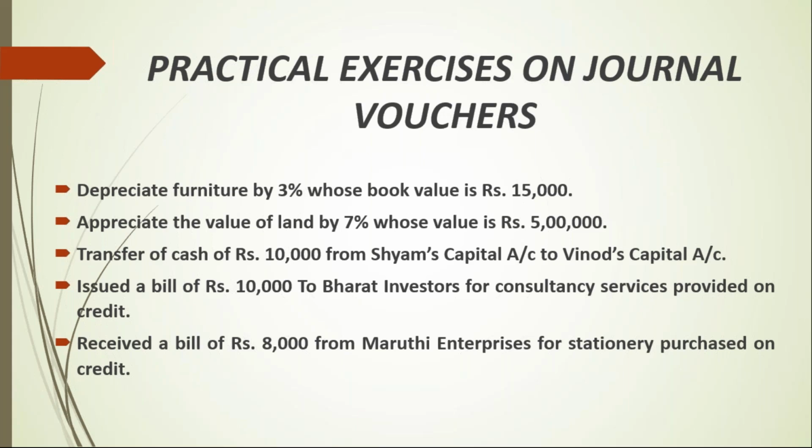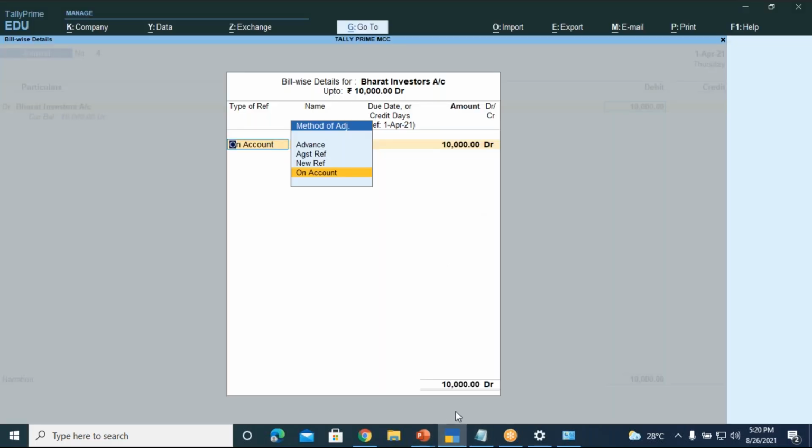For this entry, issued a bill to Bharat Investors for consultancy services provided on credit. So type of reference, which one we have to choose? New reference. Very good. It is a new reference. So please select new reference. Why? Because I have not received a single payment from Bharat Investors. Consultancy services are provided, a bill has been issued, but after rendering the services, I have not received the payment, which means it is still pending. So it will be a new reference.